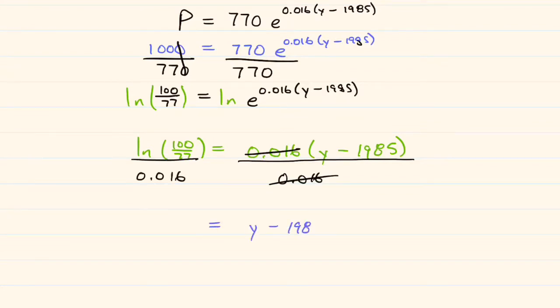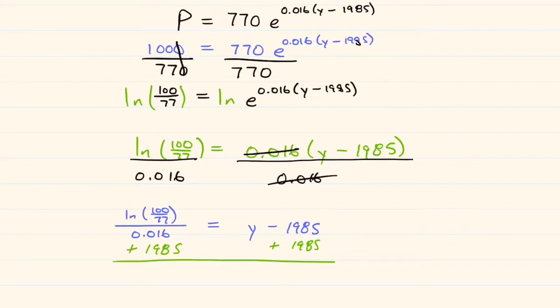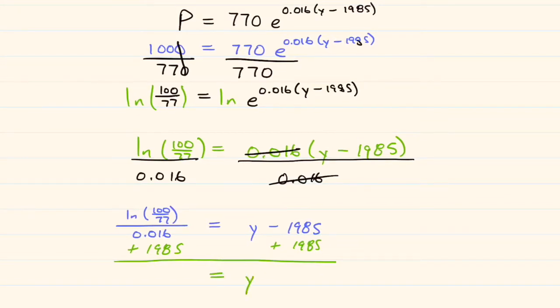And so we get y minus 1985 equals ln of 100 over 77 divided by 0.016. Add 1985 to both sides of the equation. And now we should be able to punch this into our calculator and solve it for y. So we get y equals 2001.3. So 2001.3 is probably around April 2001.